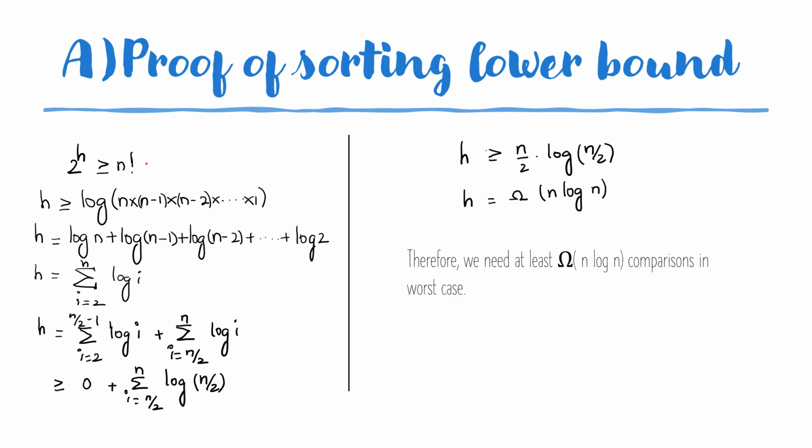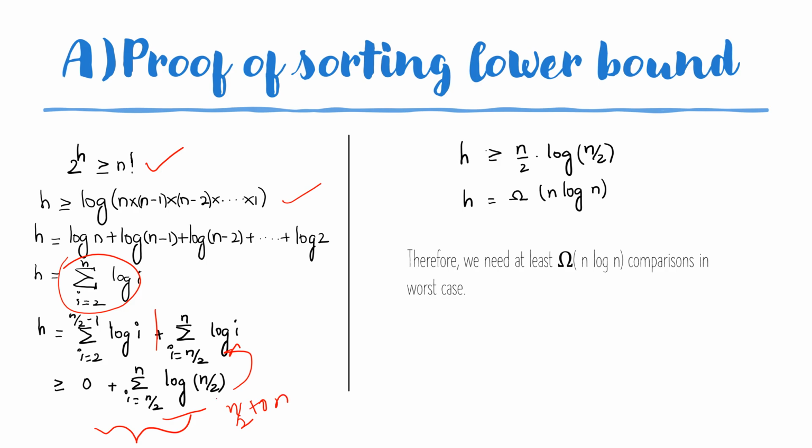Here I'm solving for the value of h. I took logarithms on both sides, and then I rewrote this as a summation. I divided the summation into half, and clearly this value is greater than this value, so I wrote greater than or equal to. This summation will run from n/2 to n for log(n/2) value.